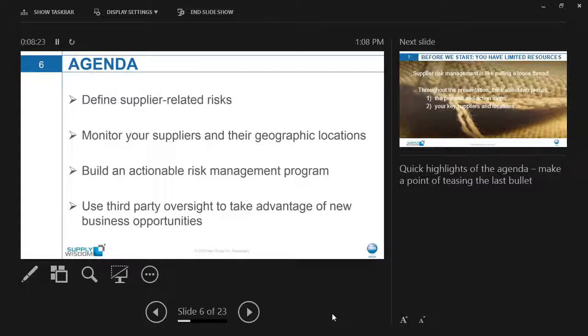And then using third-party oversight to take advantage of new business opportunities. Again, it's nice if you can protect yourself using supplier risk management, but we really think that the opportunity is to achieve greater things because you actually have the supplier risk management program. So we're going to talk about that.